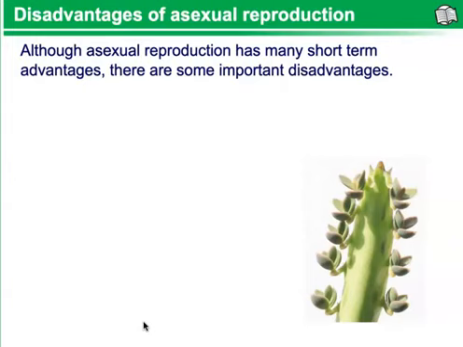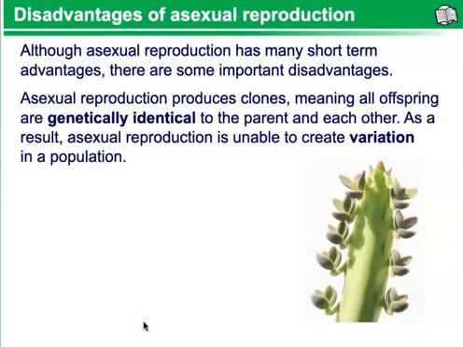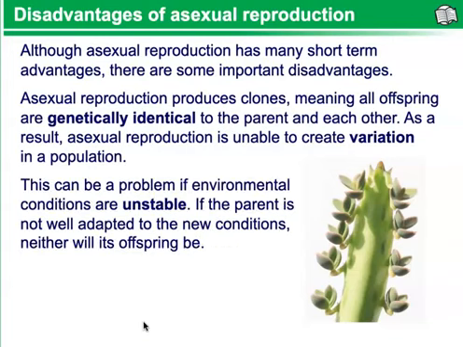Disadvantages of asexual reproduction. Although asexual reproduction has many short-term advantages, there are some important disadvantages. Asexual reproduction produces clones, meaning all offspring are genetically identical to the parent and to each other. As a result, asexual reproduction is unable to create variation in a population.